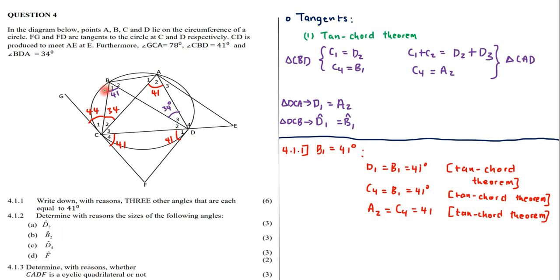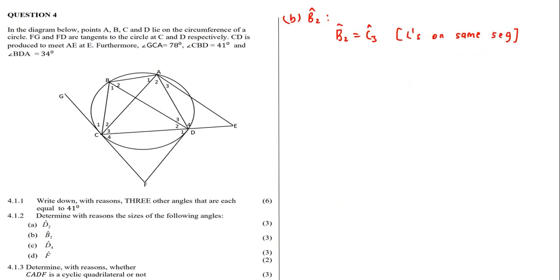How can we calculate C3? We can just add all the angles here, and we can see that they add up to 180. So to find C3, we're going to say C1 plus C2 plus C3 plus C4 equals 180. These are angles in the triangle. Therefore, C3 is going to be 180 minus C1 minus C2 minus C4.